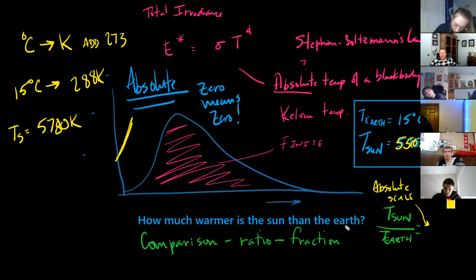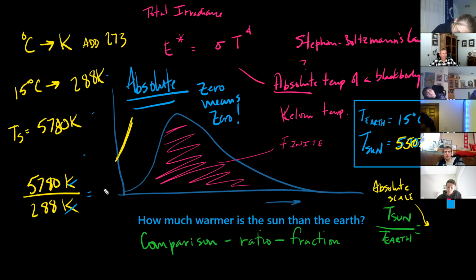So how much warmer is the sun than the earth? That's a comparison, a ratio, a fraction. So it should be 5,780 kelvins divided by 288 kelvins. Kelvins go away. And what's 5780 divided by 288? 20.1. 20, right? So how many times hotter is the sun than the earth? And the answer is 20.